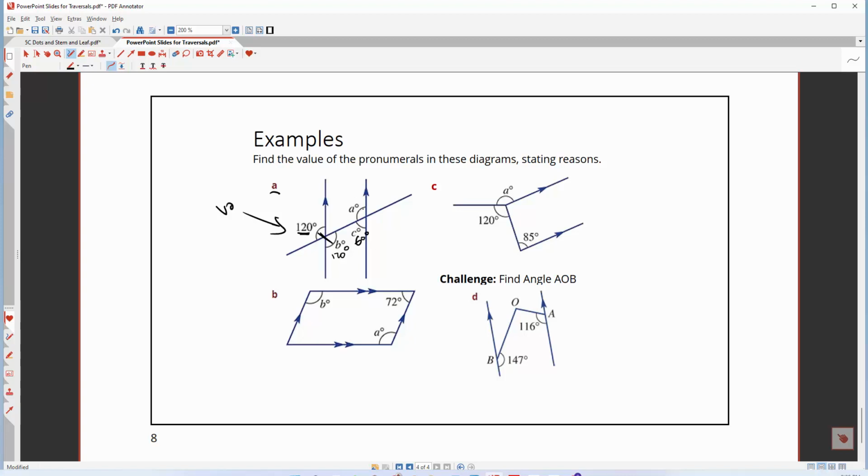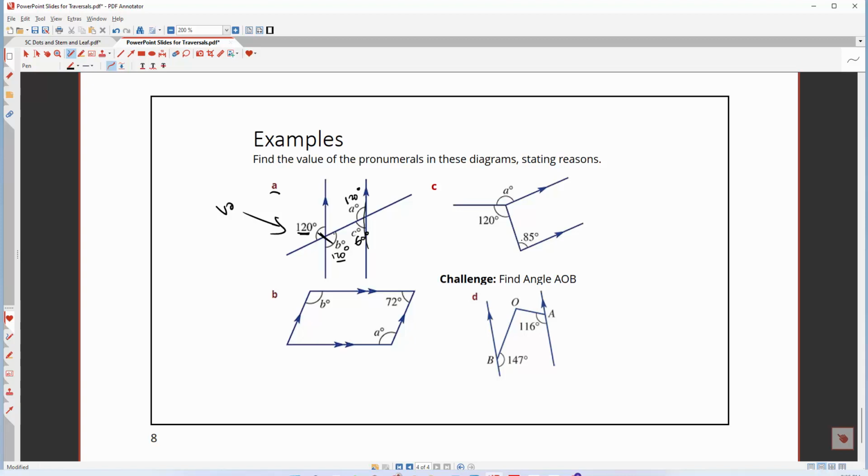Alright, now we can get A one of two ways. What we can do is use the alternate angles rule. So I know that if this one is 120 degrees, then A must also equal 120 degrees. But I also know that because this is a straight line here, these two have a supplementary relationship, which means that 120 plus 60 also needs to equal 180. So there's two ways to work out A, and we can use either. Alright, let's try this one here.